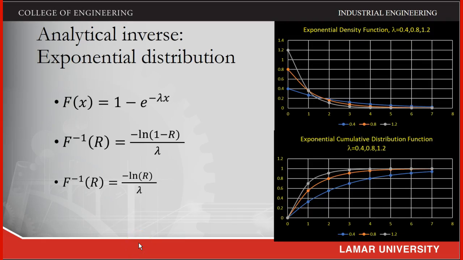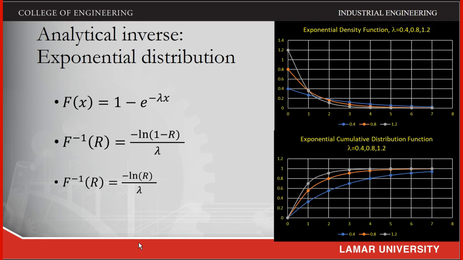Another analytical inverse is the exponential distribution. The exponential cumulative distribution is of the form 1 minus e to the minus lambda x. So when we equate that to the random number and we solve for x, the expression that we get is negative natural logarithm of (1 minus r) divided by lambda. Now it happens that 1 minus r is a uniform random number just as well as the random number r itself, which is also a uniform random number between 0 and 1. Therefore, we can simplify the expression.